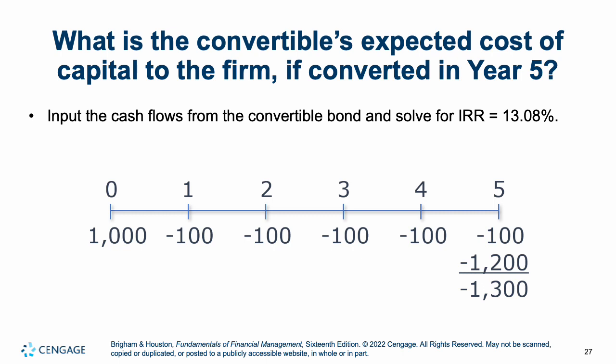So what is the convertible's expected cost of capital to the firm if converted in year 5? So if converted in year 5, what do we get? We just simply find the IRR once again. Start with the $1,000 we get, and then our coupon payments, and then in year 5 we have the conversion value tacked on top. IRR here is 13.08%.